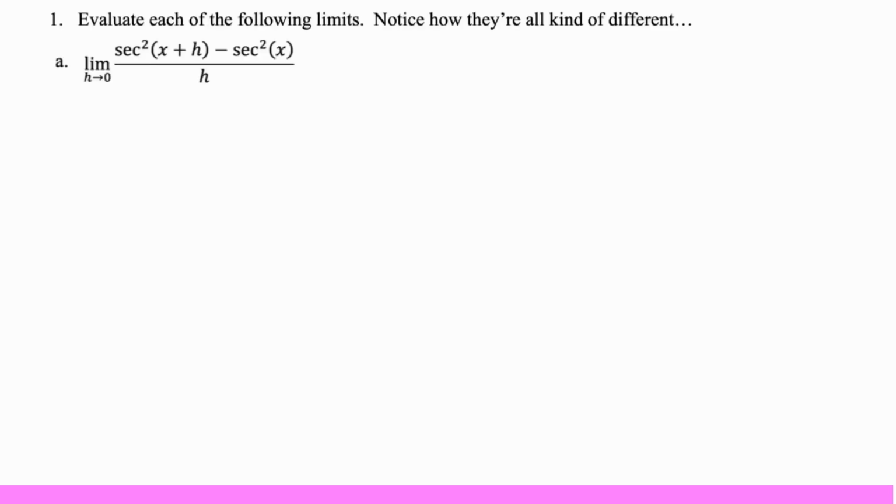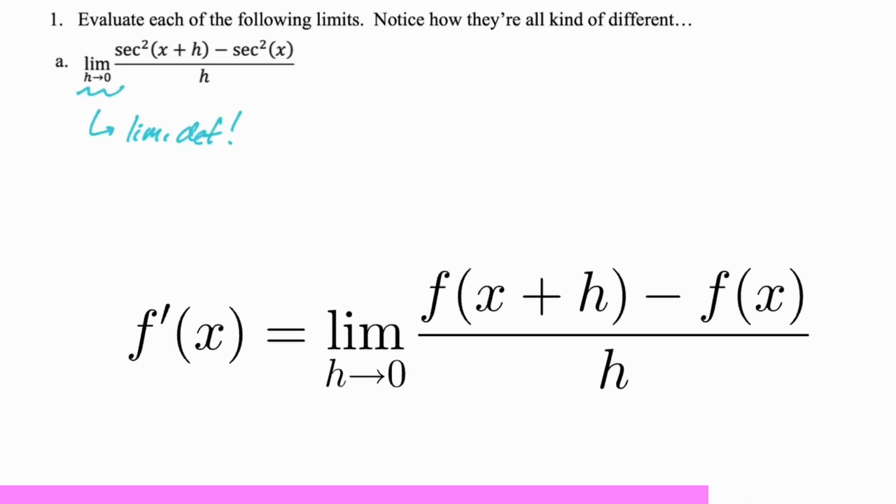Number 1, evaluate each of the following limits. Notice how they're all kind of different. So we're going to look at 4 different things, and they're all limits, but they're all a little different. So the first one, limit as h approaches 0. As soon as you see this, you got to think limit definition of the derivative.